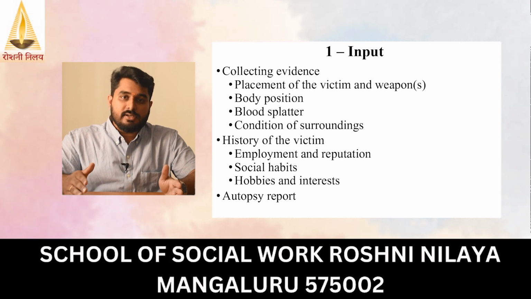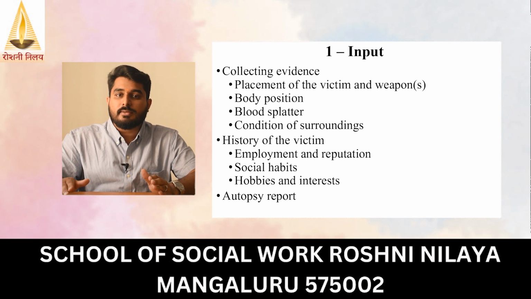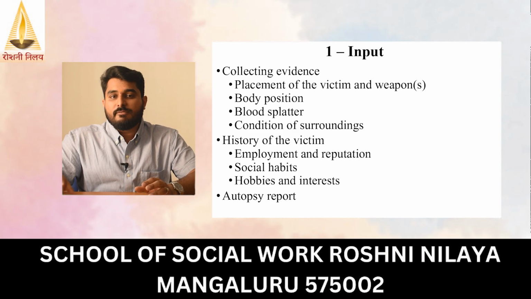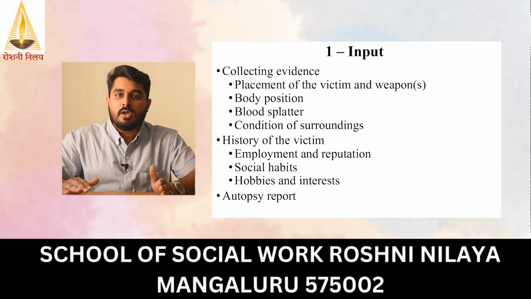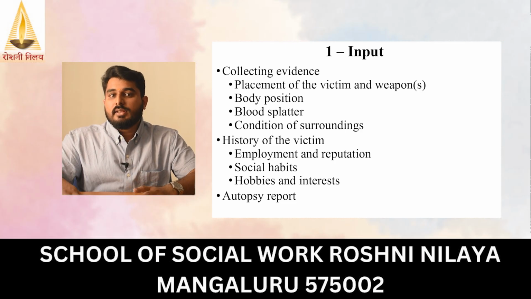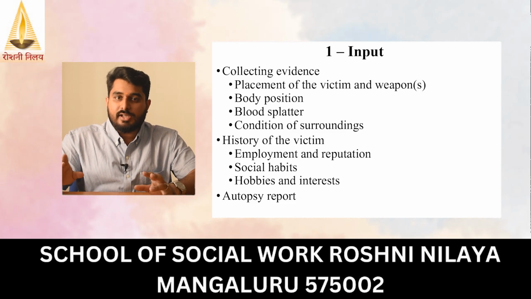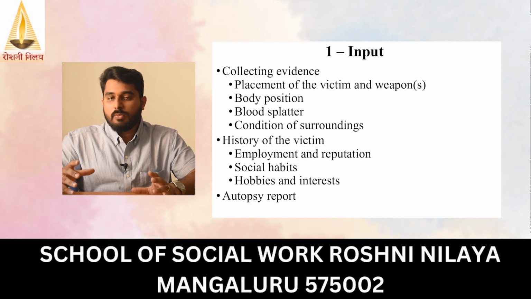Second, we have to see the placement of the victim and weapon: how the victim is placed after the death, whether the body is disposed of or kept in a good position, how the weapon is used or handled, and how the weapon is discarded. Then body position, whether the body is in a supine position or has been shifted from one position to another. Third, we have to look for blood splatter, whether it is in the left direction, right direction, upside, or whether the blood is a pool on the floor, whatever it is.